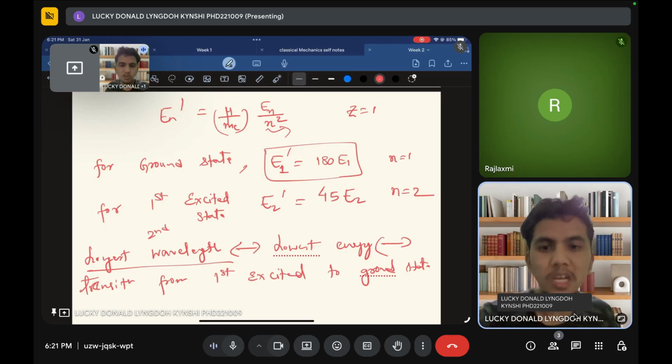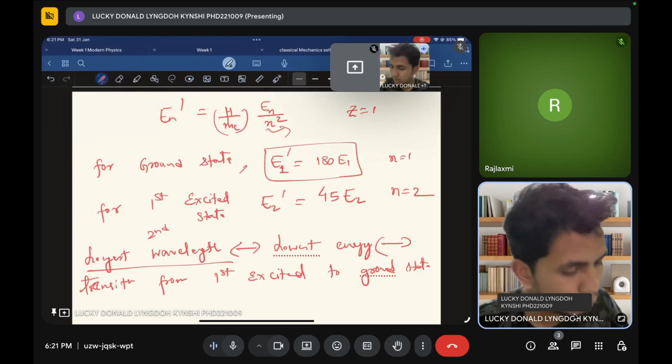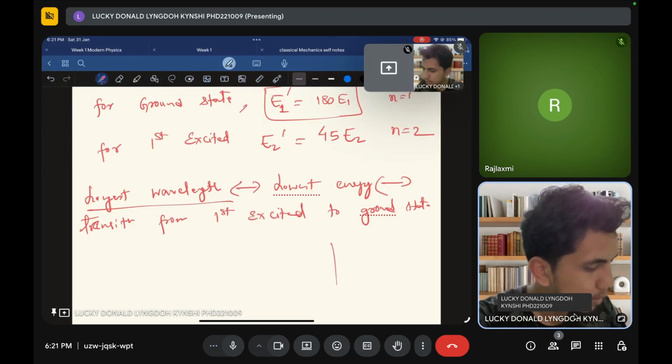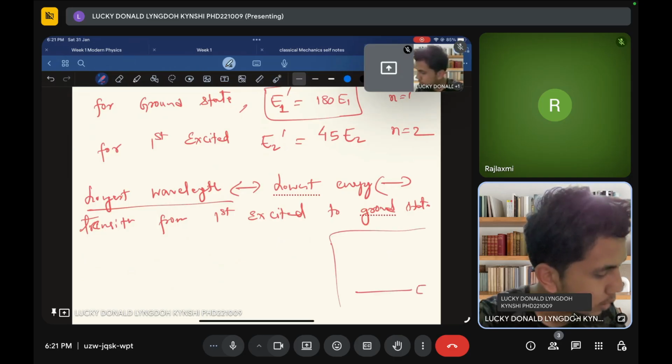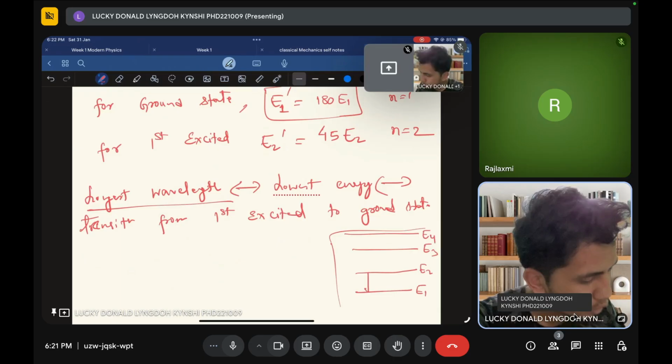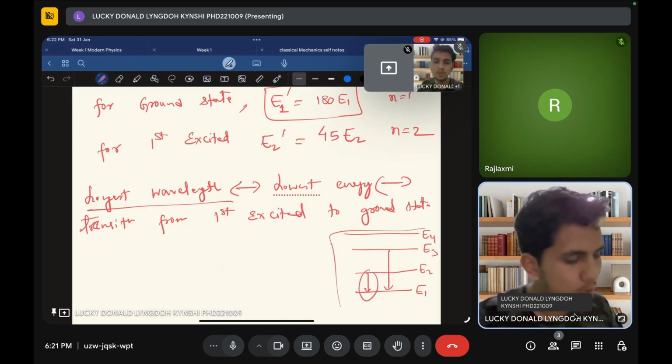The longest wavelength is obtained only when the energy emitted is very, very less. Energy emitted will be less for the transition from your first excited state to your ground state. If I have to draw, suppose this is your E1, this is your E2, this is your E3 and this is your E4 and so on. So the longest wavelength will be the transition from E2 to E1 because this has the lowest energy. The others have higher energy, so the wavelength will be much lower.